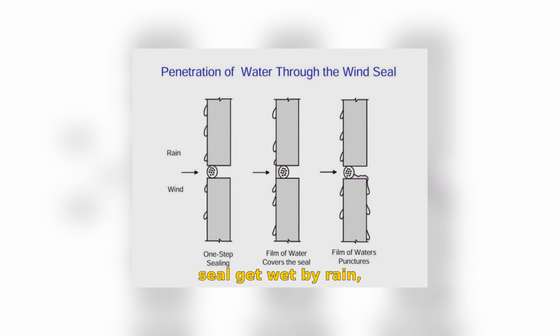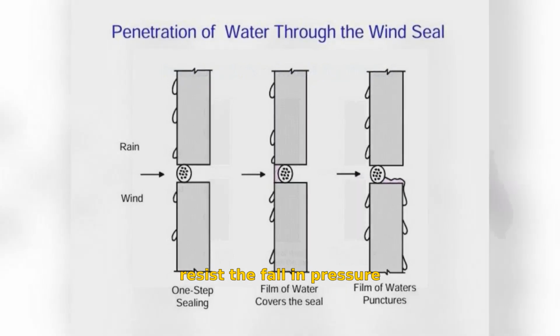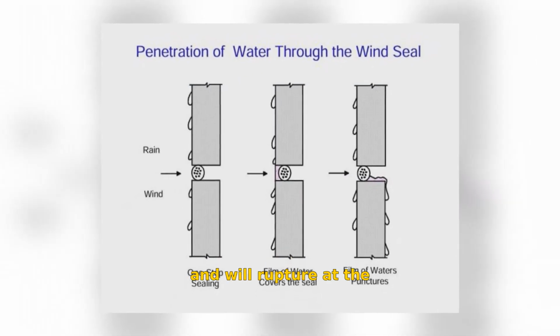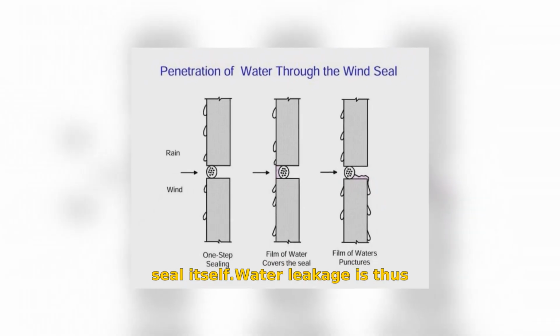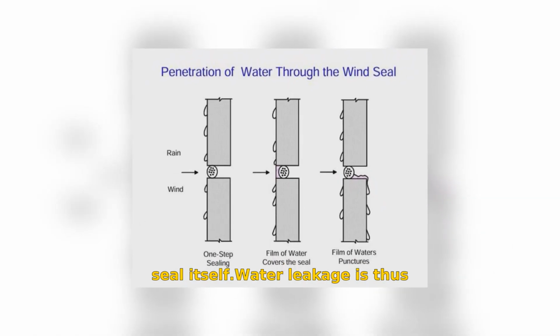Should the wind seal get wet by rain, the pressure difference will be on the film of water covering the wind seal. This film has no strength to resist the fall in pressure and will rupture at the weakest point in the wind seal itself. Water leakage is thus almost guaranteed through the wind seal and thence towards the inside of the window. Provided the rain does not come into contact with the air seal, no such leakage is likely to occur.